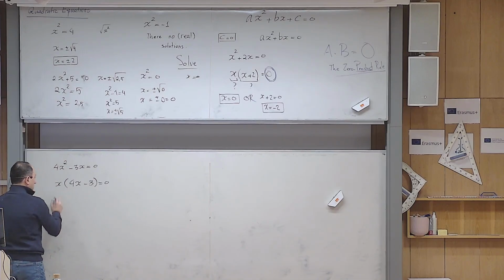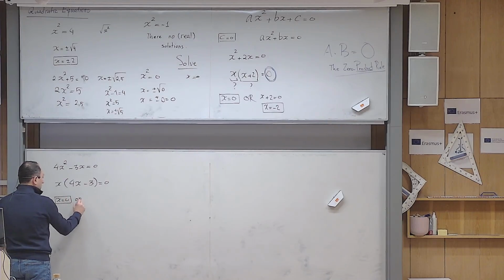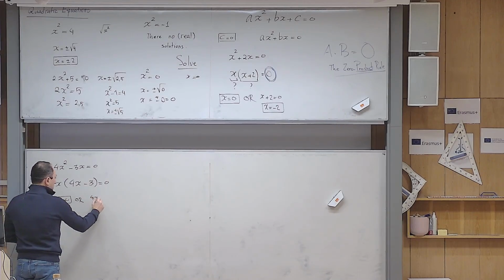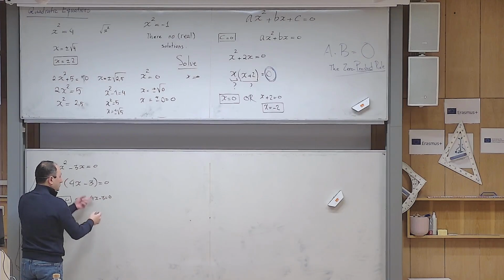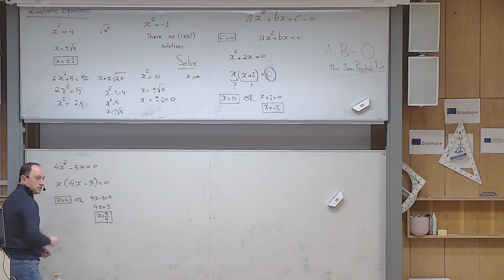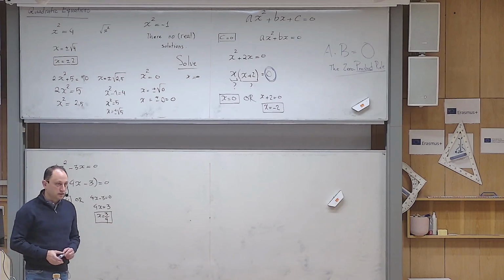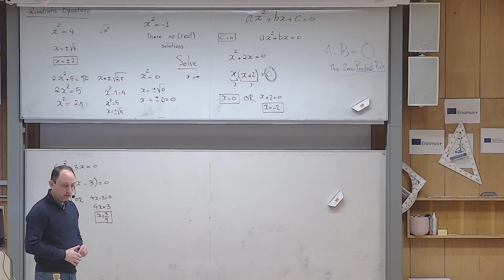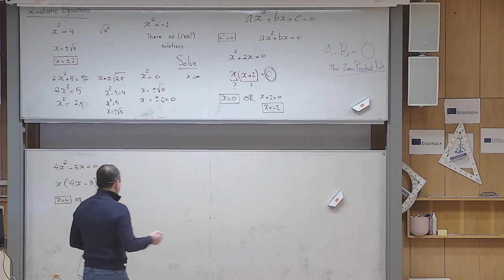So what is the answer? Either this one is 0 or this one is 0. But of course, this one is 0, you have to still solve it. You move 3 to the other side, and then you divide by 4. So 3/4 is one solution, the other solution is x equals to 0. Yes? Okay, one more question is something like this.